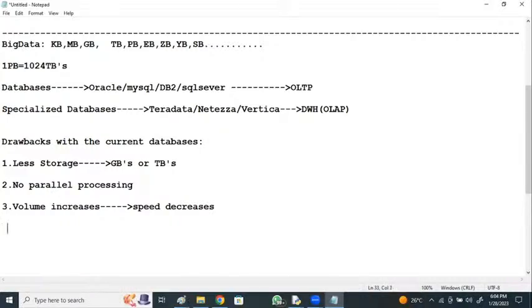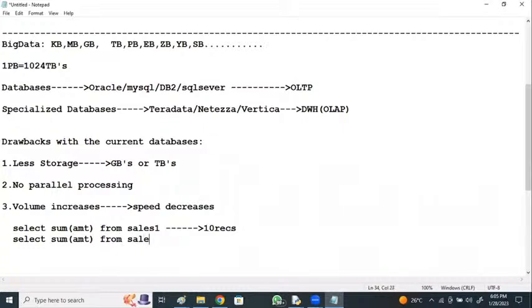For example, to justify this, select sum of amount as total amount from sales one. Sales one is the table consisting of 10 records. Assume it has got only 10 records. And see one more query: select sum of amount from sales two. Sales two has got like 1 lakh records.